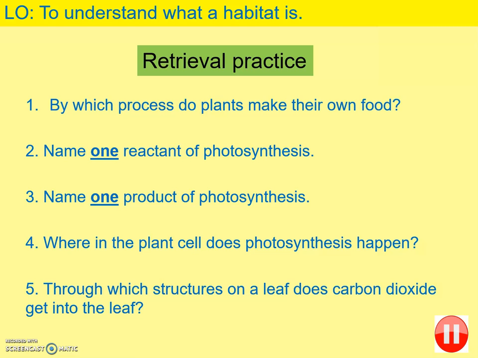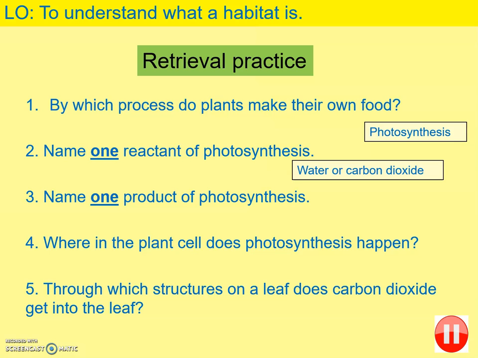Okay, get your green pen ready so that we can go through the answers. The first question: by which process do plants make their own food? So plants make their own food by photosynthesis. Second question: name one reactant of photosynthesis. So the reactants of photosynthesis are water and carbon dioxide. So mark if you wrote water or carbon dioxide.